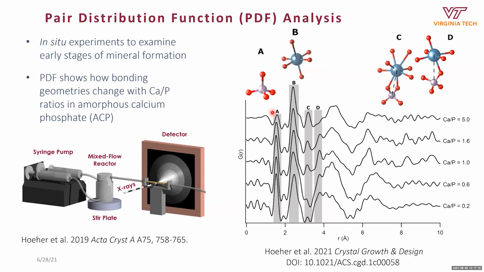We know that this first feature that's labeled A here is the average P-O distance in phosphate. The second strong feature labeled B is the average calcium-oxygen distance for the calcium ions. And then C and D are actually what we've been interested in. These show the connectivity between the calcium ions and the phosphates. And so there are 2 different geometries that we identified. There's this bidentate geometry and then a monodentate, where the monodentate has a longer calcium to phosphorus distance. Right? And so what we see here is the effective ion ratio changing the type of coordination between calcium and phosphate in these solids that are all amorphous.